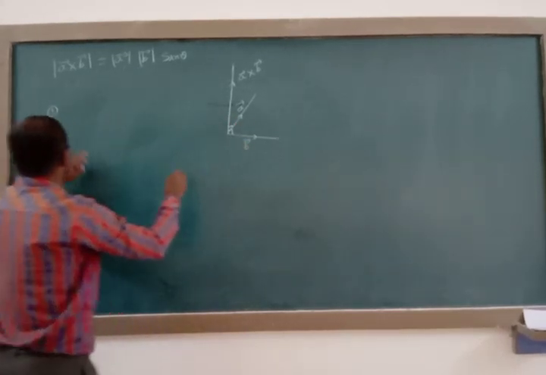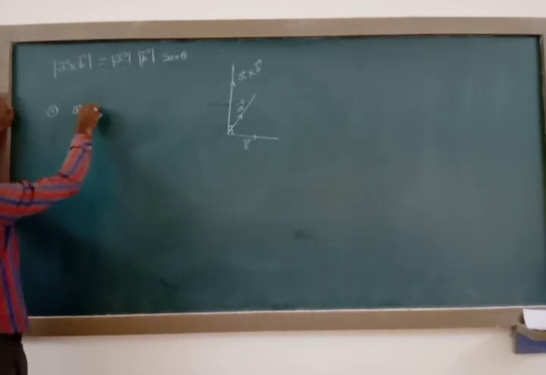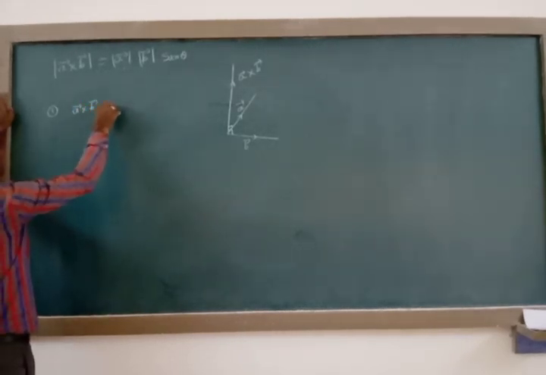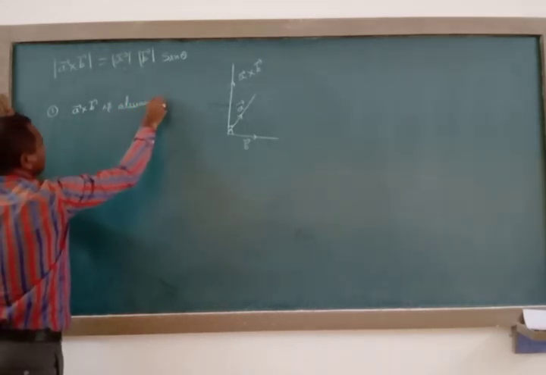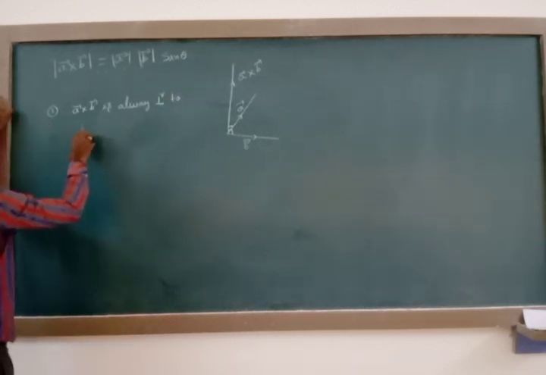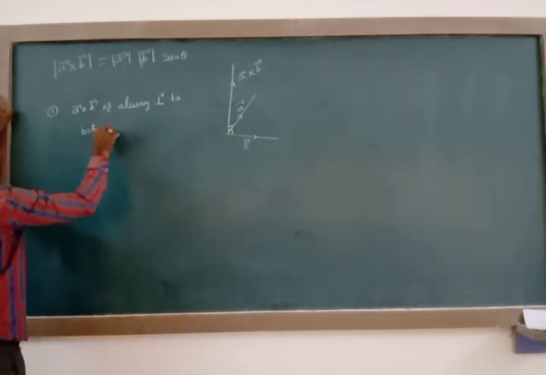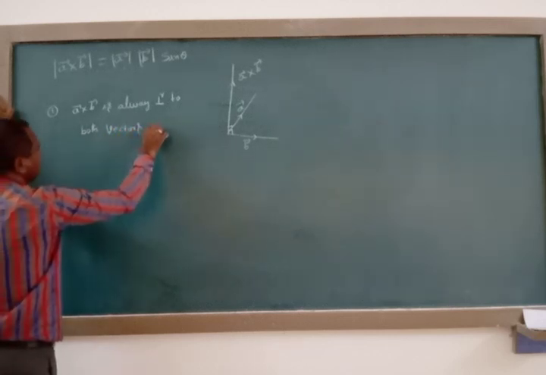That's why the cross product for two vectors A bar and B bar is always perpendicular to both the vectors A bar and B bar.